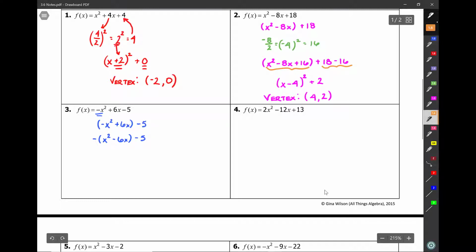To complete the square for this binomial here in the parentheses, we'll take -6 divided by 2, which is -3. And then we square that and we get +9. So what I want to do is add 9 inside the parentheses here.